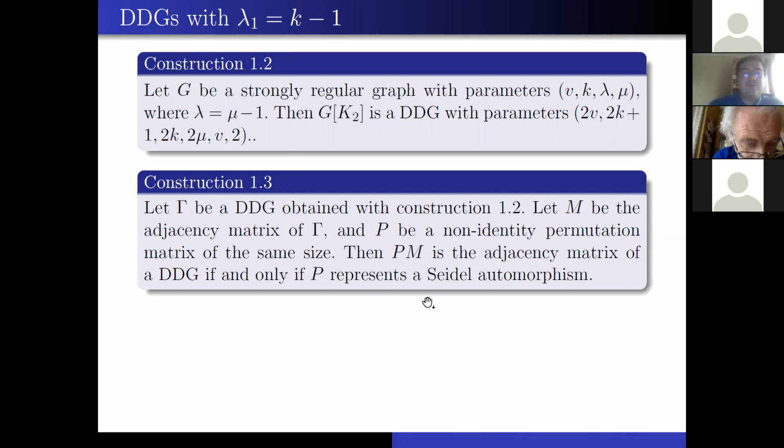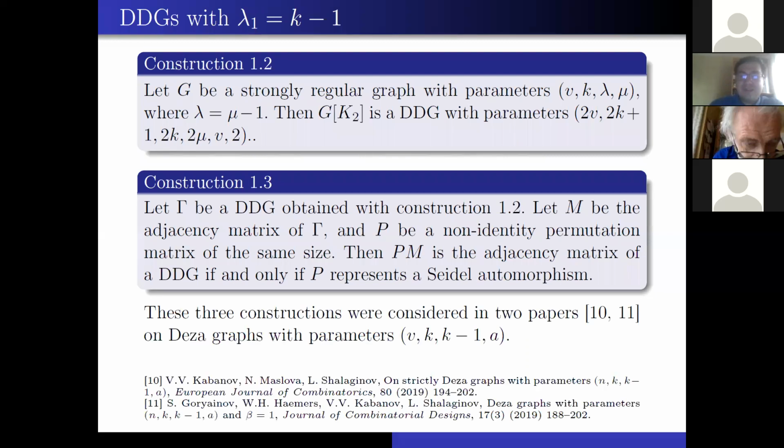And the last construction uses construction 1.2. Let gamma be the graph obtained with construction 1.2. Let M be the adjacency matrix of gamma and P be a non-identity permutation matrix of the same size. Then P times M is the adjacency matrix of a divisible design graph if and only if P represents a Seidel isomorphism. These three constructions were considered in two papers on divisible design graphs with parameters v, k, k-1, and all of these graphs are divisible design graphs with lambda 1 equals k-1.